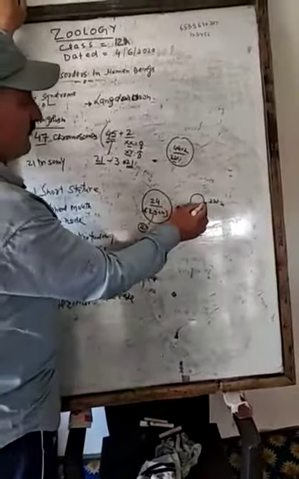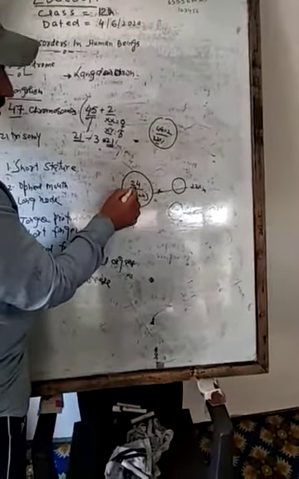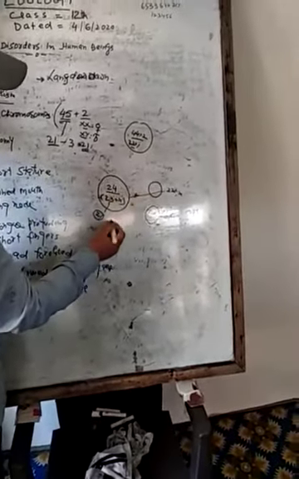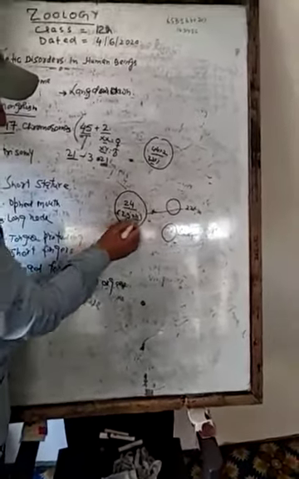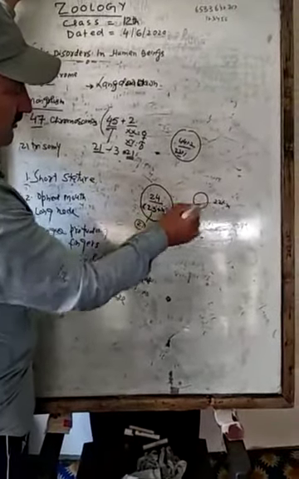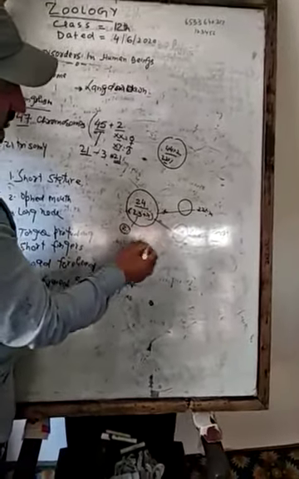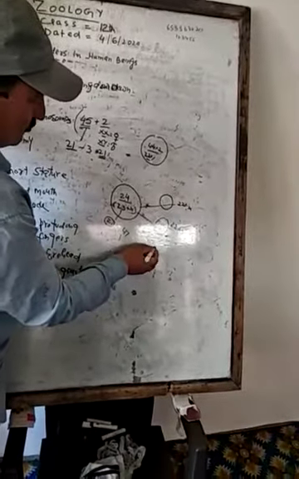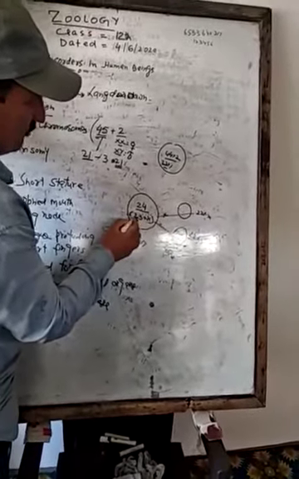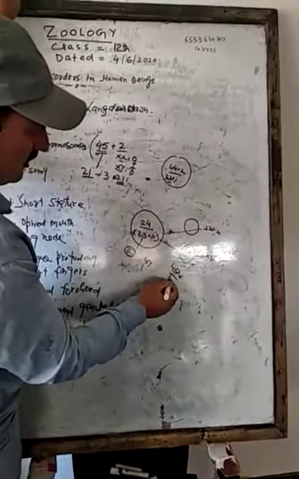If this fertilizes, the result is 24 plus 3, that means 47, with two 21 and one more 21. And the victim can be XX, it is female, or it can be 45 plus 2, X plus Y, for 23 plus 22, 45, XY, that means 47.